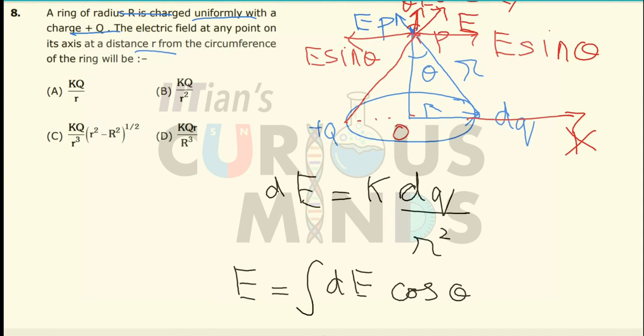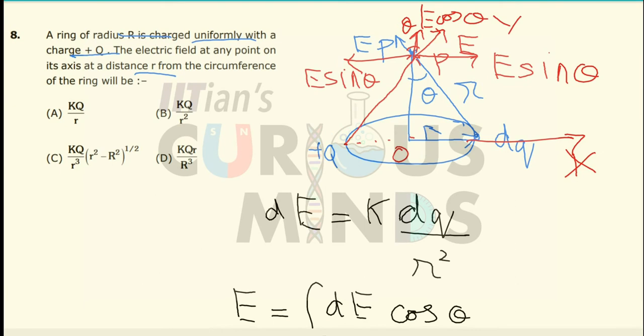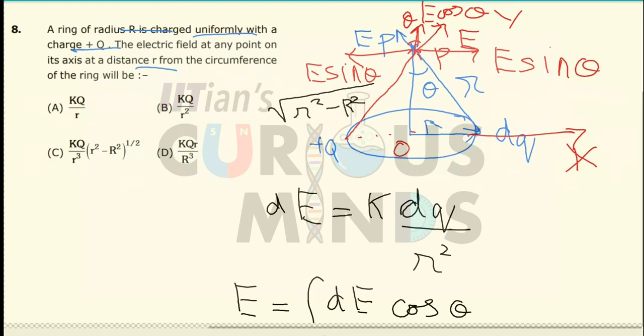So if I take only the upward direction, first of all, what is the value of cos theta? Cos theta is equal to adjacent upon hypotenuse. Adjacent over here is equal to OP. This OP will be equal to square root of small r square minus capital R square. This is the Pythagoras theorem.